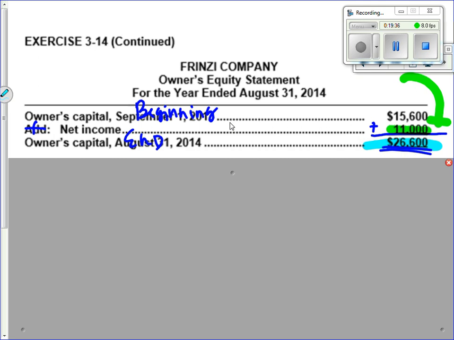Do you see how it would be really easy to put 15,600 on the balance sheet? Yeah, but that's not the full story. That's why we do them in this order. Your balance sheet's the last thing that we'll do.